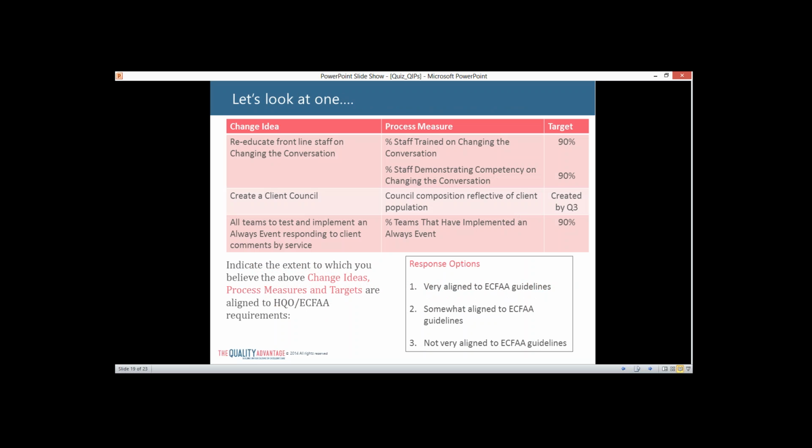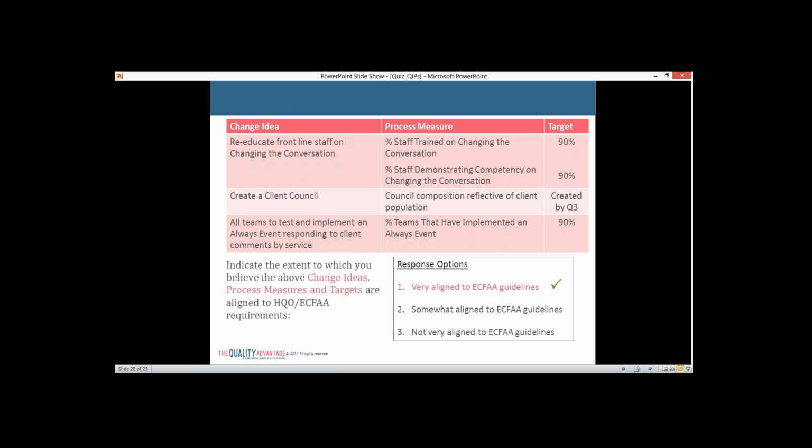So let's take a look at these 3 columns together. I'm going to give you a little bit longer just to take a look at these 3 columns and think about the extent to which you think these align to the ECFA guidelines. Okay, if you chose the first option, then you were correct. Let's take a look at why.